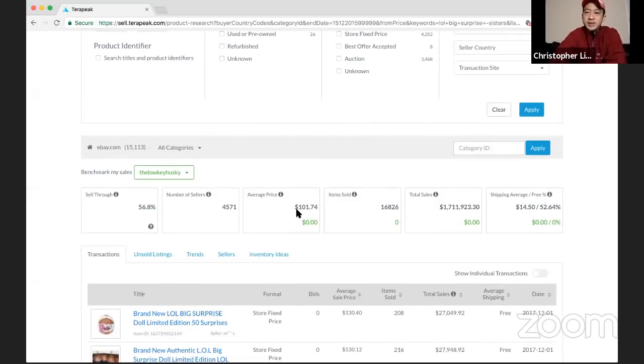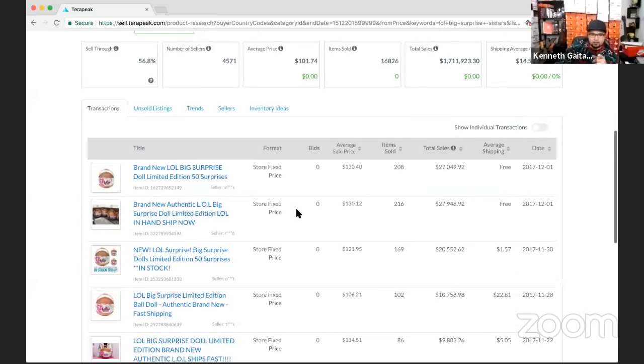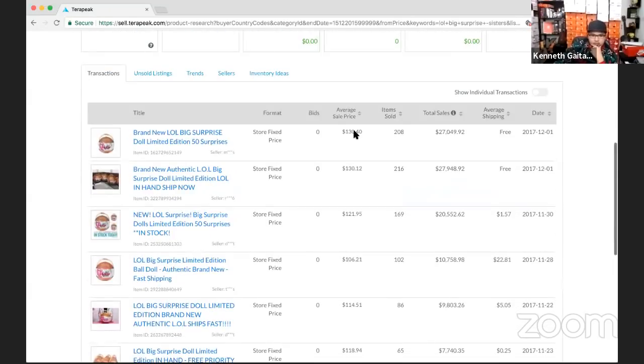$100. What is this retail? 60 to 70? Yeah, 59. So how do you ship this? It looks pretty big. It fits in a 12 by 12 by 12, and it's 5 pounds. Okay, sweet. So that's more correct down at the bottom. Chris says average sale price 130. Like the 100, I think that's kind of skewed because of the people that are spamming it.